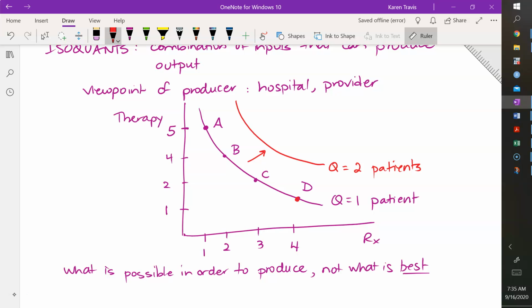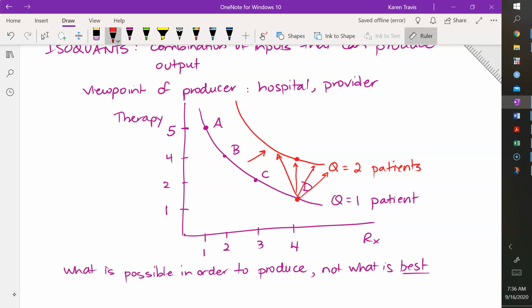Let's say, for example, we started at point D. This means we could jump up here to serve more patients, and that didn't involve more prescriptions, just more therapy. But jumping to any point on that isoquant is a way of helping 2 patients. So we can see here that a higher isoquant means more output, but we still have the choices of potentially shifting how many prescriptions and how much therapy if we so chose.